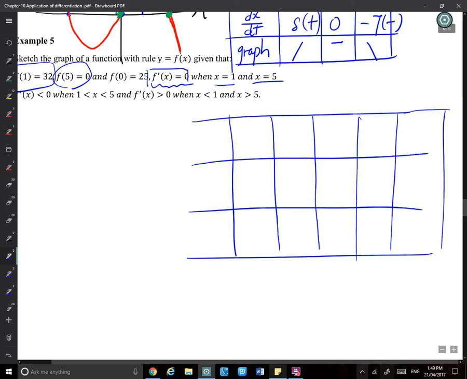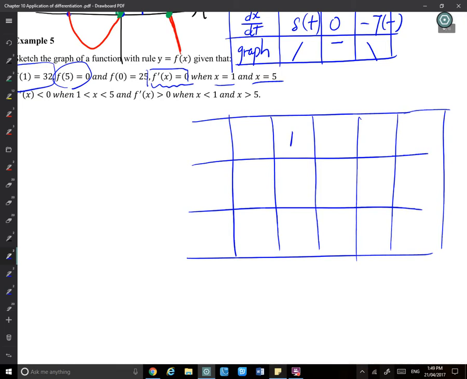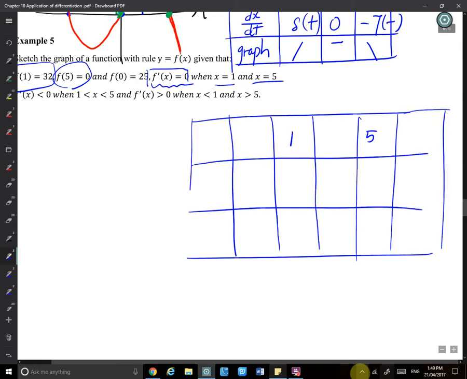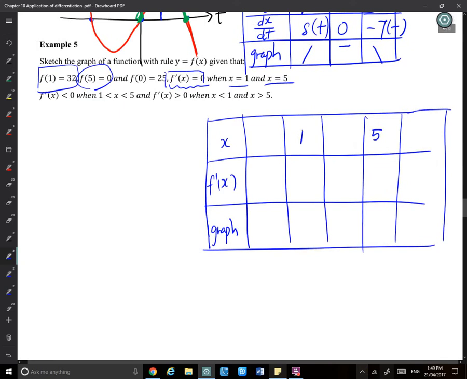I'm not sure if there's enough box. So the first one is empty, and you write the first stationary point, which is 1. Leave 1 empty, and write the second stationary point, which is 5. Okay, good, enough box. So f dash x, and you have the graph. The derivative is the thing that gives you the shape of the graph.